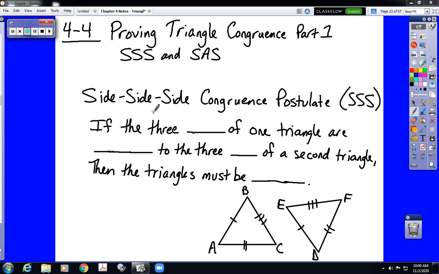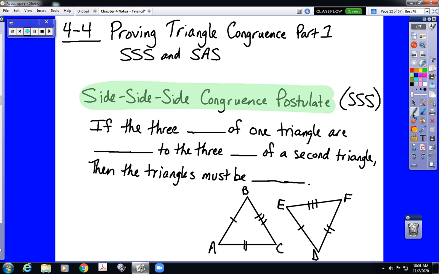Welcome to the video notes for section 4-4 in your geometry book, covering two of the triangle congruence postulates, the side-side-side postulate and the side-angle-side postulate, or SSS and SAS. So we're going to start off by introducing the side-side-side postulate. This is a postulate that guarantees triangle congruence between a pair of triangles.